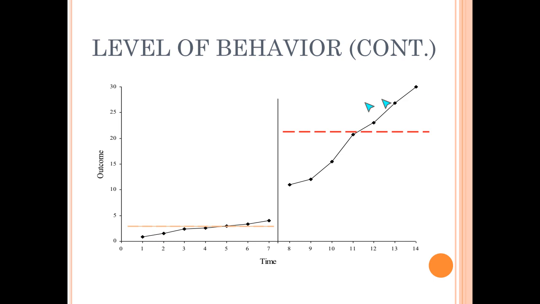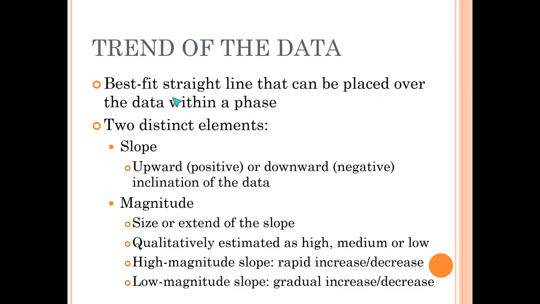Slope means, is it going up or is it going down? We're talking about a positive upward slope if the data are continuously increasing, and we're talking about a downward or negative slope if there is a constant continuous decline. The data are decreasing step by step, right? Then the size or extent of the slope can vary, and that is called magnitude. And you can qualitatively describe that magnitude as high, medium, or low.